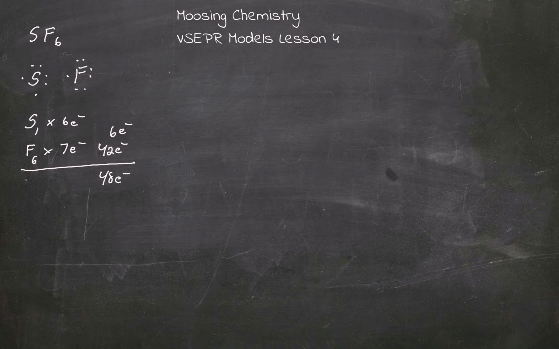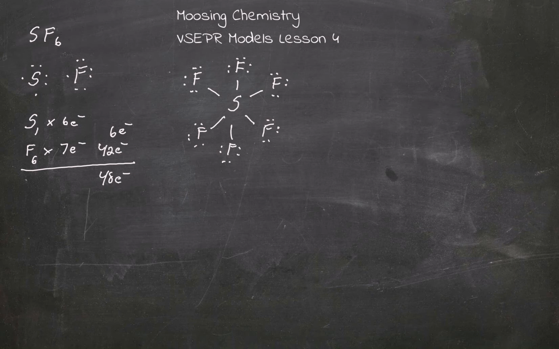So let's go ahead and draw this. So we're going to put our S in the center, and we're going to stagger these F's. So we got 2, 4, 6, 8, 10, 12. And then we're going to put our wraparounds on the fluorines. And we count that, that's 6 times 8, which gives me 48 valence electrons. So let's see if this is the best possible structure.